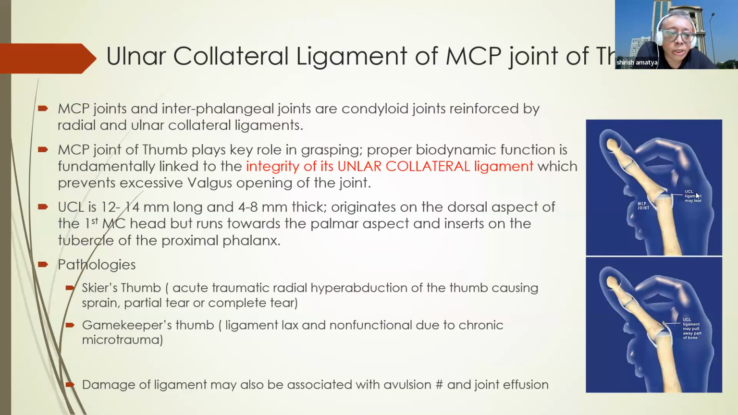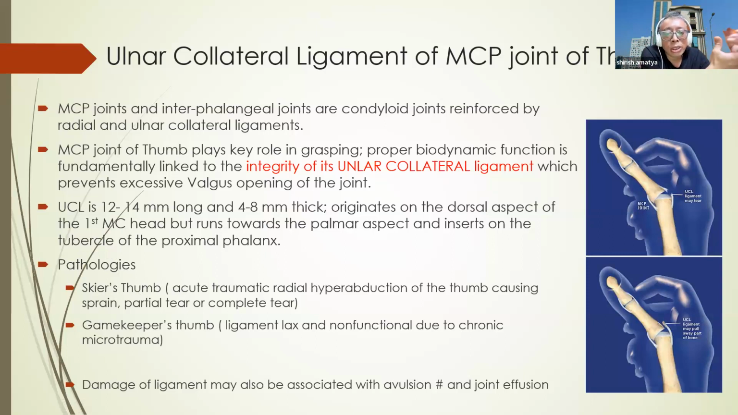Some of the pathologies more commonly associated with this ligament are rupture or sprain of the ulnar collateral ligament. The commonest pathology that we encounter is skier's thumb, which usually occurs when there is acute traumatic radial hyperabduction of the thumb. In skiers, there can be forceful hyperabduction of the thumb causing a sprain, partial tear or even full thickness tear of the ulnar collateral ligament. So this is called skier's thumb.